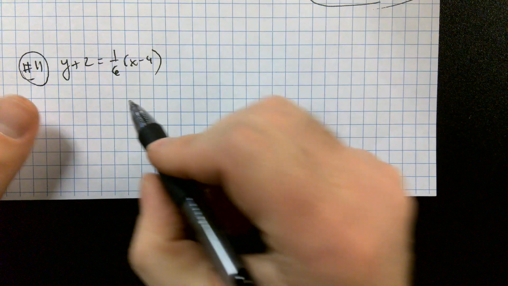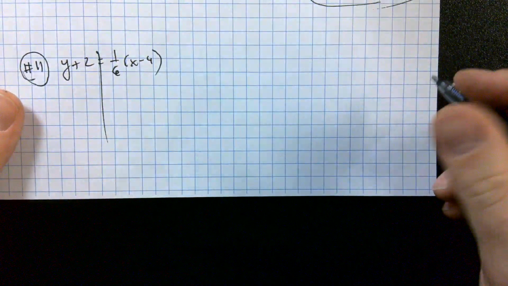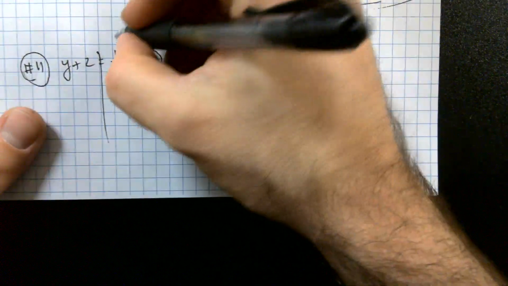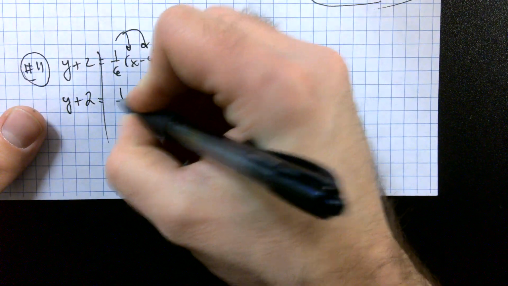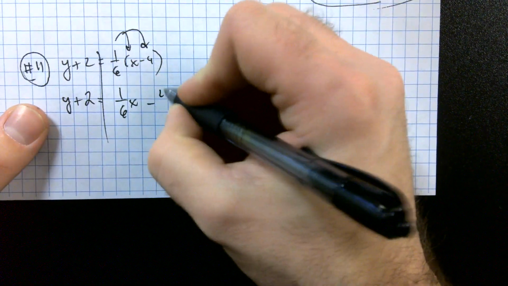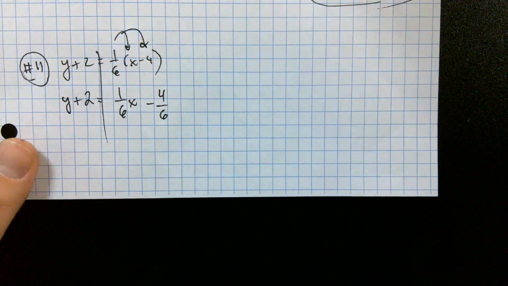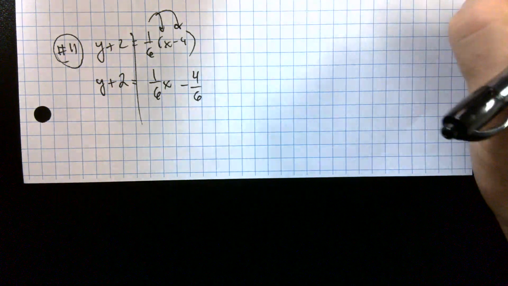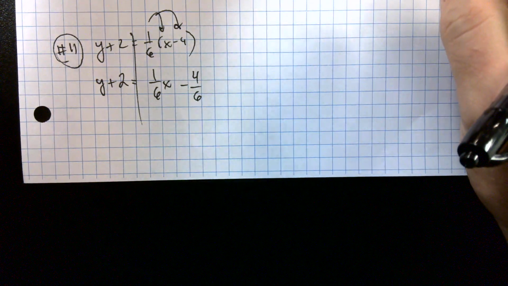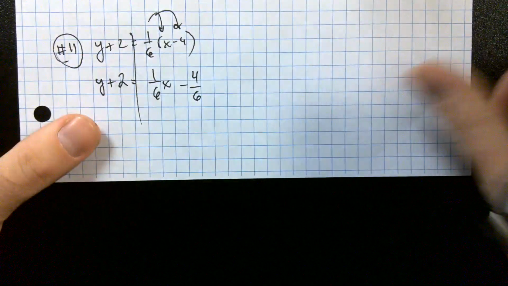Now with number 11, we've got this point slope form. We got to put it in slope intercept. So I'm going to start by distributing. This is going to get messy. 1/6 x minus 4 over 6. All right. We talked about fraction breaking, right, at the beginning of the year? Yeah, fraction busting, fraction breaking with our equations.